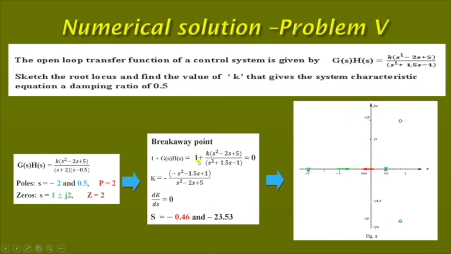1 plus G(s)H(s) equal to 1 plus K into (s square minus 2s plus 5) divided by (s square plus 1.5s minus 1) equal to 0. So from this equation we get K. Then find dK by ds equal to 0. From this equation we get roots: s equal to minus 0.46 and another root is minus 23.53. That means this point is present in the root locus branch. So this is the break-away point.